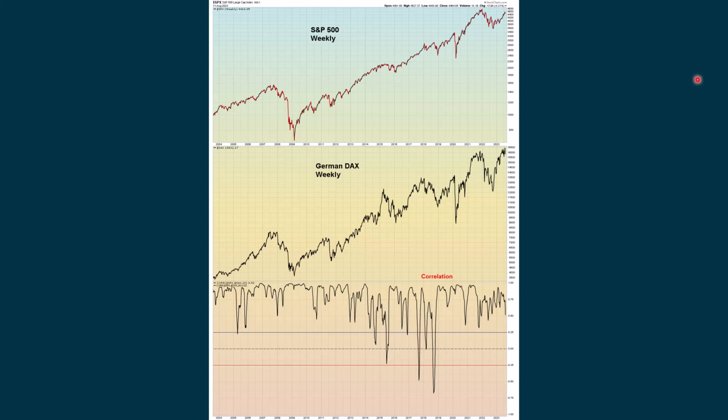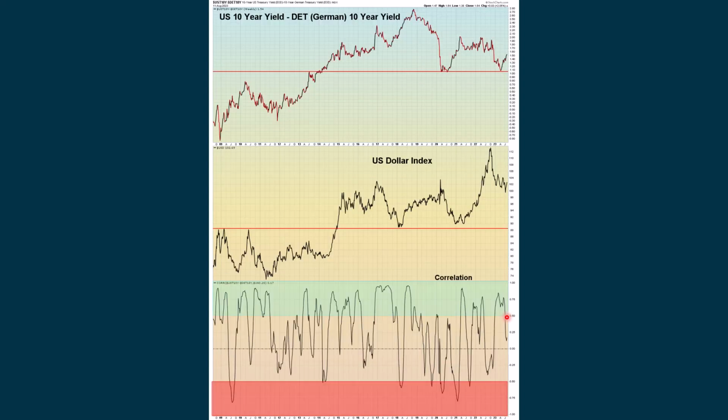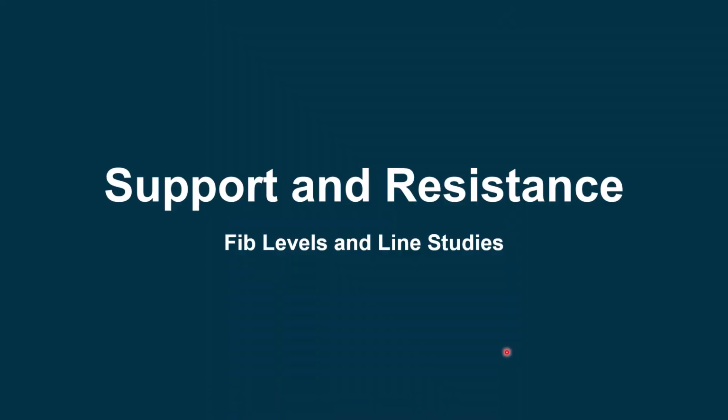We also look at a weekly chart of the S&P and compare it with the German DAX weekly chart. Sometimes these indexes move in the same general direction. We're seeing that relationship starting to really weaken as they go in opposite directions. Then we look at the US 10-year yield, and then we subtract the German 10-year yield, and that gives us a line. And then if you compare that to the US dollar index, you'll notice that sometimes these lines have a tendency to have a strong correlation. However, that's not what we're seeing right now. The correlation is dropping off between the two.